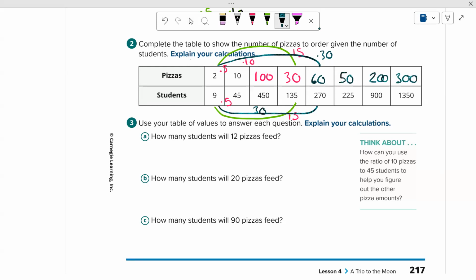We keep going in the pattern, you'll notice that 2 times something gives me 50. That's definitely 25. 9 times 25 is 225. 2 times something is 200. That's definitely 100, not 10. 9 times 100 is 900. 2 times 100 is 200. 2 times something gives you 300. That's definitely 150. Let me try a different color.